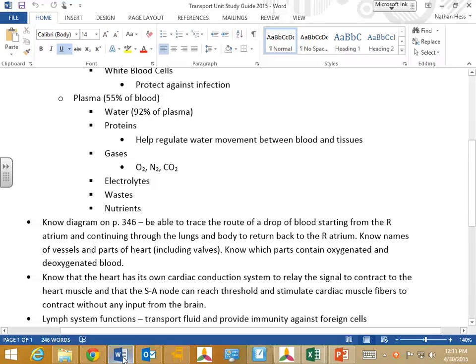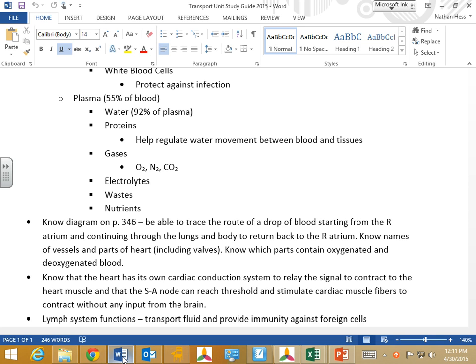All right, so we are jumping in back here in our lovely study guide. We spent some time yesterday talking about blood.